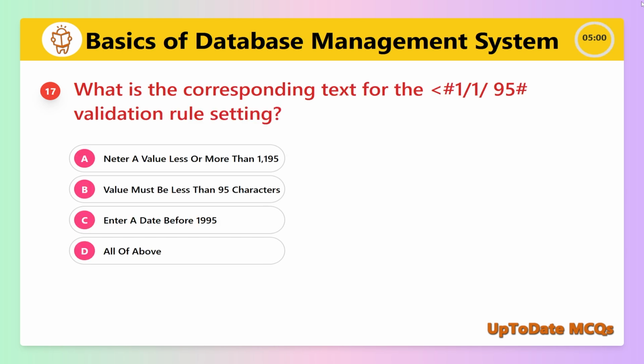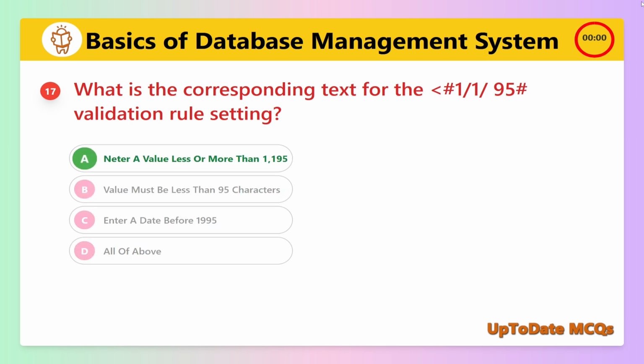What is the corresponding text for the #1/1/95# validation rule setting? A. Enter a value less or more than 1/1/95. B. Value must be less than 95 characters. C. Enter a date before 1995. D. All of above. The correct answer is option number A, enter a value less or more than 1/1/95.